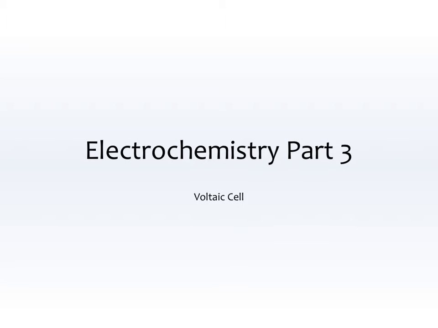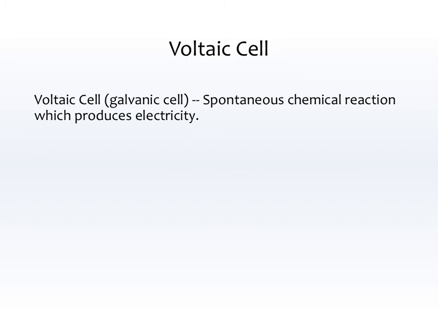Welcome back to electrochemistry. In part 3 of this unit, we're going to be looking at a voltaic cell. Let's get started. A voltaic cell, otherwise known as a galvanic cell, is a spontaneous chemical reaction which produces electricity, otherwise known as a battery. A battery is a reaction that's producing electricity.